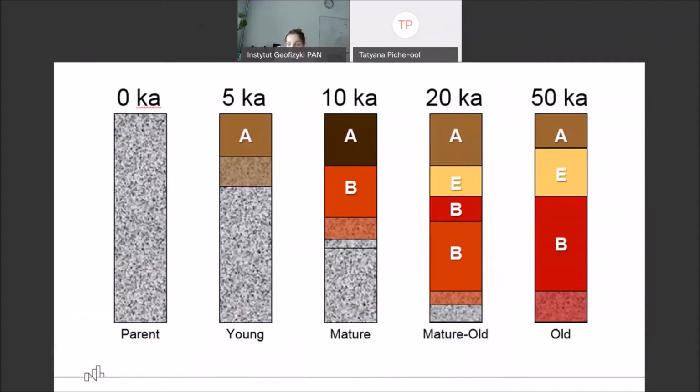So like I said, time is a fifth factor. Here you can see the whole process, starting with no soil at all, only parent material, and at the end we have so-called old soil. We have more and more horizons, more and more layers, and this is how it changes. We have less rock and more soil layers.